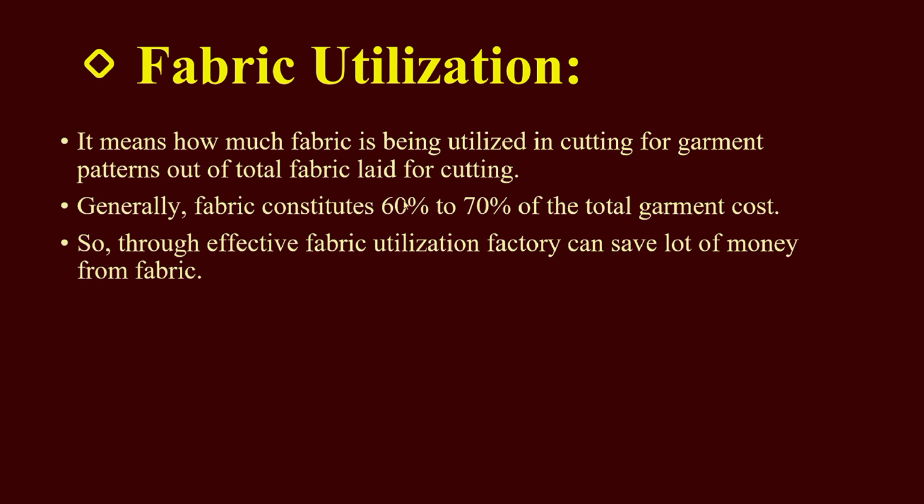Generally, fabric constitutes 60 to 70% of total garment cost. It is a major portion of the cost of a garment. So through effective fabric utilization, a factory can save a lot from this department, this section, or this process.